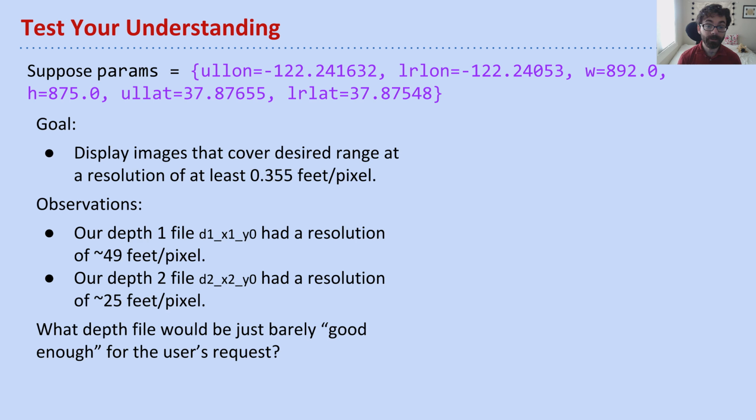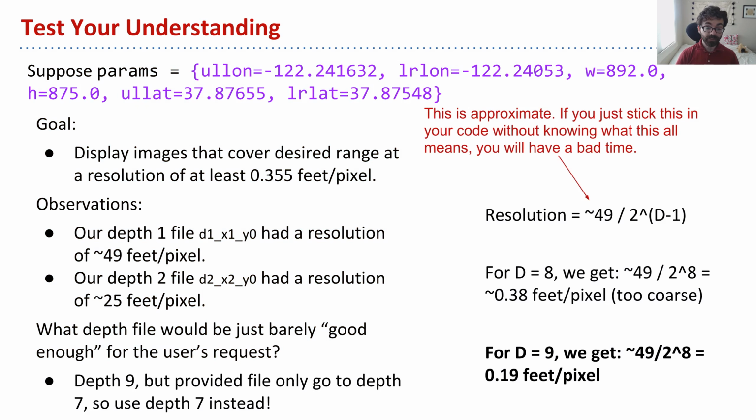Okay, so my answer is that 9 is the answer that would work. So we can think about it this way. The resolution is somewhere around 49 divided by 2 to the d minus 1. Now this is not an exact expression. I expect you to figure out a more exact answer using all of the information I provided so far, but just for the purpose of our slide, we can estimate by 49 divided by 2 to the d minus 1.